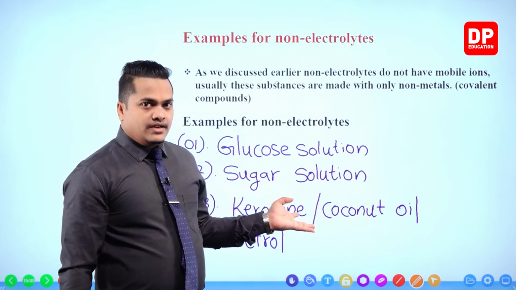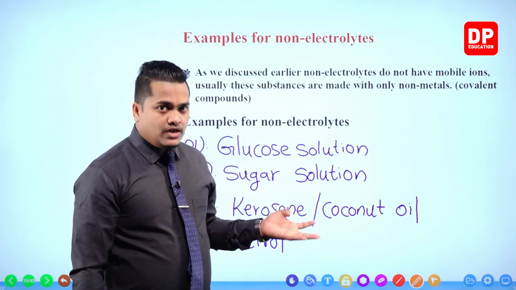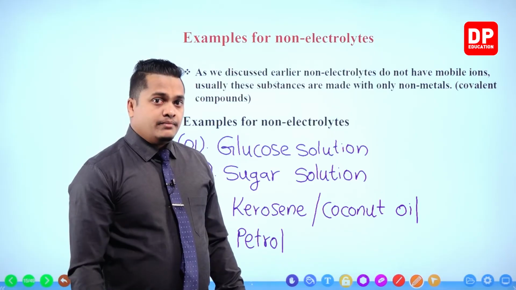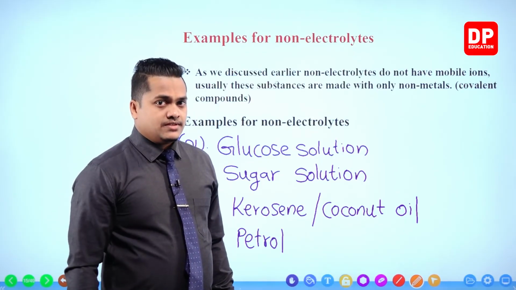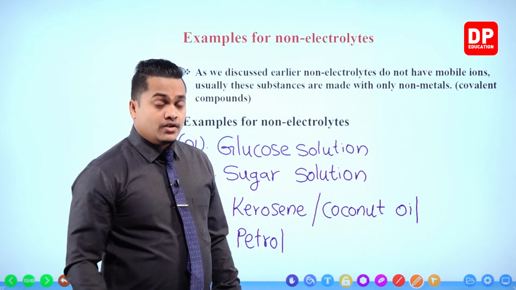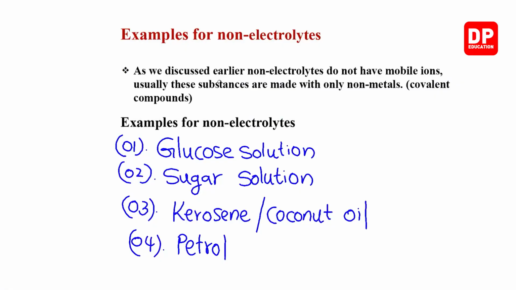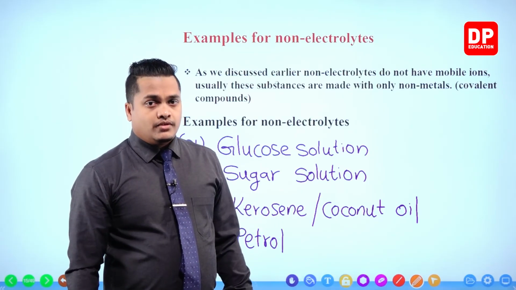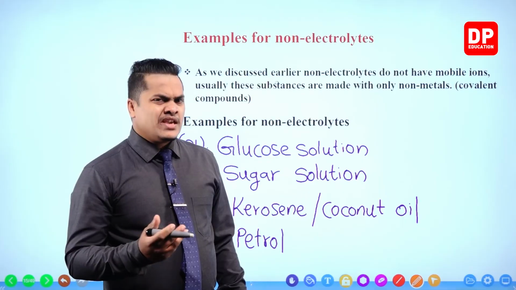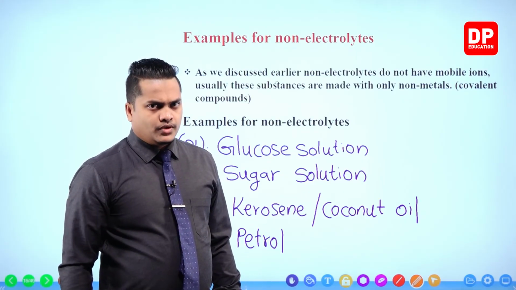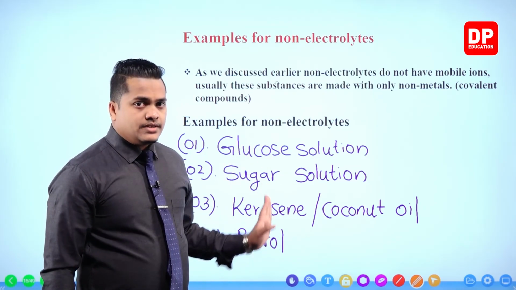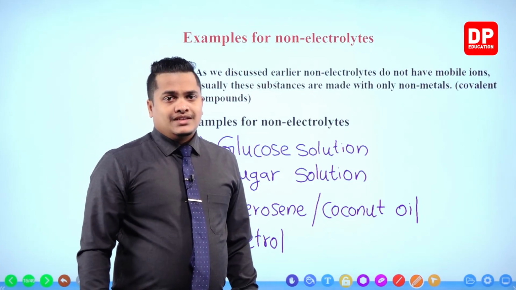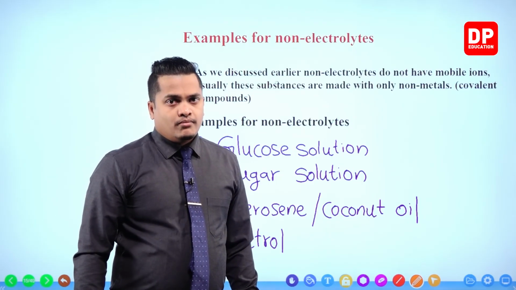Then in kerosene, kerosene is a good fuel. Petrol is also a good fuel. Since grade 8 we have been discussing that in a fuel, mostly carbon and hydrogen are present. And coconut oil also can be used as a fuel, right. You know that coconut oil can also be used as a fuel. So therefore coconut oil also contains, my dear children, mainly carbon and hydrogen, okay. So all of these substances are considered as non-electrolytes because these things do not contain any mobile ion within the solution.